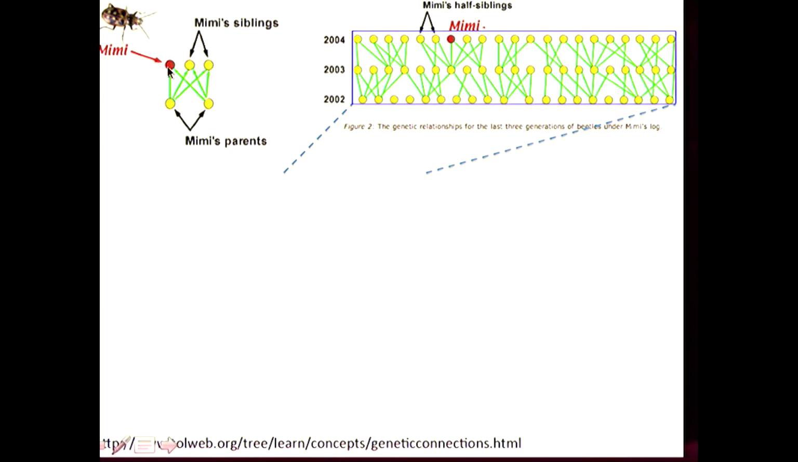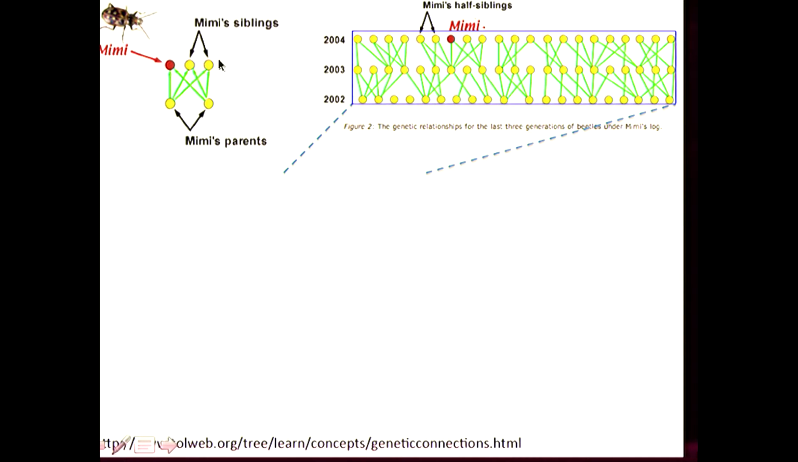Okay, so these dots up here are representing individuals. The red dot is this beetle named Mimi, and the green lines are connecting Mimi to her parents that are in the generation before her. Up at the top is present time, and as we move lower in these diagrams, we're moving backwards in time. Okay, so Mimi has 2 parents. She also has 2 siblings.